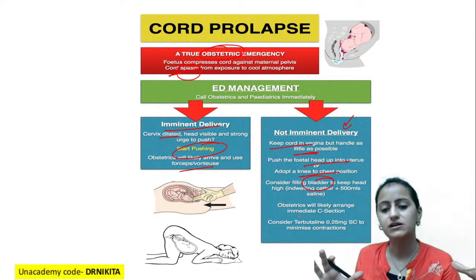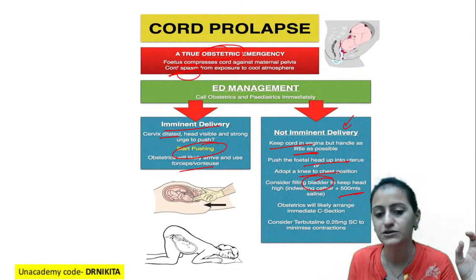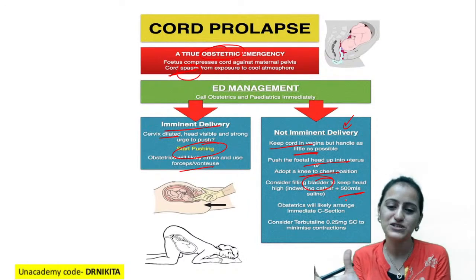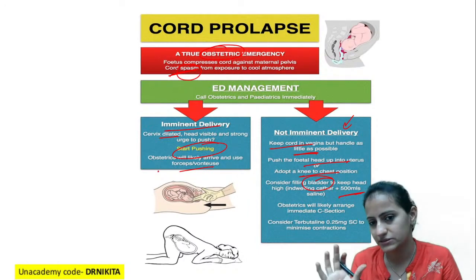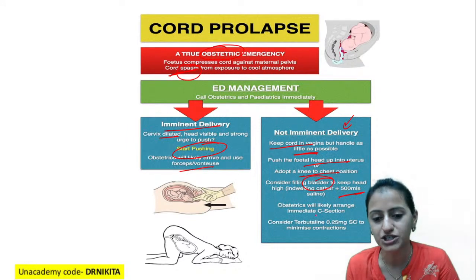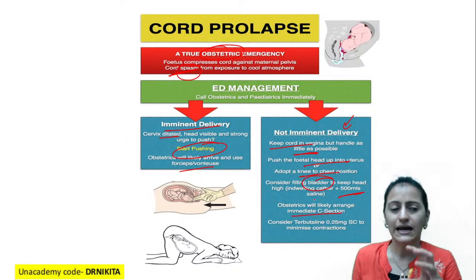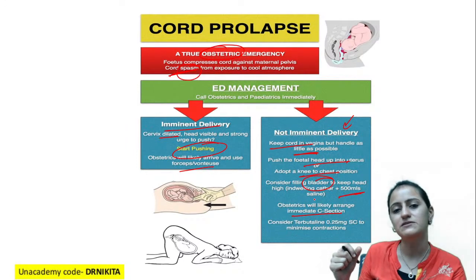जब आप bladder fill कर दोगे saline से, okay, we can use saline. Catheter डालो, bladder को fill करो. With the bladder का pressure, the head will go up, so that will prevent the cord compression. Immediate C-section might be required until the time the baby is delivered by the C-section.